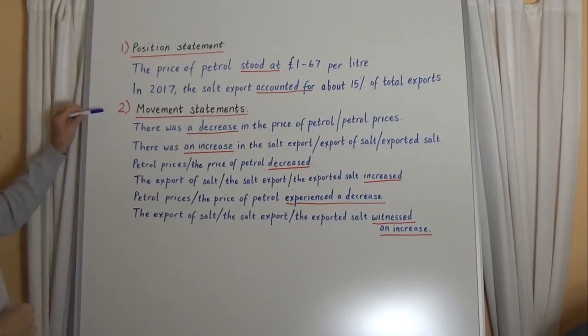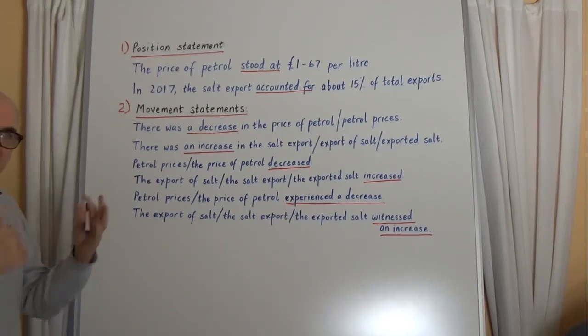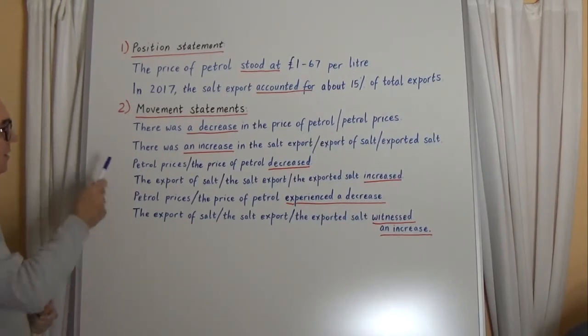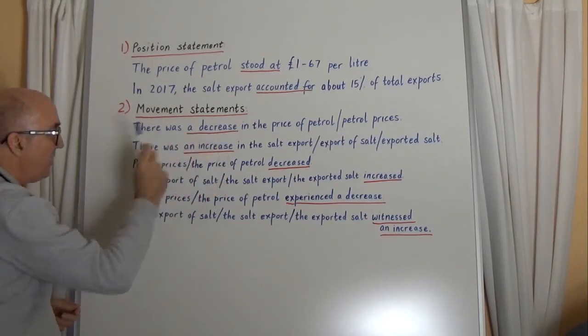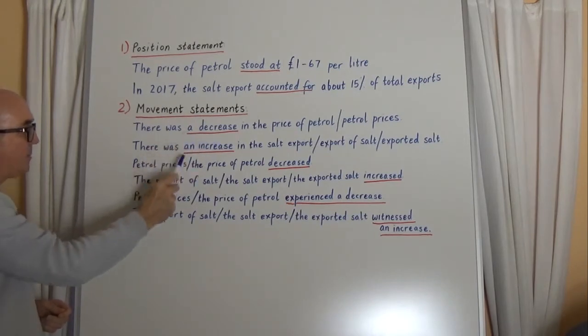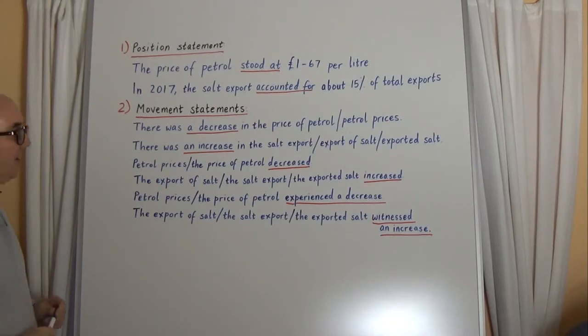Then we have the movement statements, which give you an idea of something fluctuating up and down. An increase is when it goes up, and a decrease is when it comes down. So there was a decrease in the price of petrol, or there was a decrease in petrol prices. Another good phrase to use, a decrease. There was an increase. Now look at the difference. A decrease, but an increase, because increase begins with a vowel, the letter I.